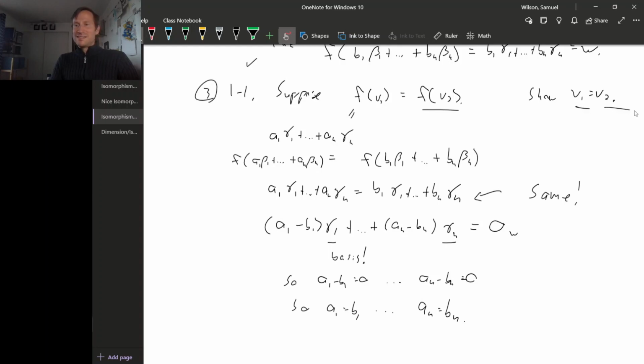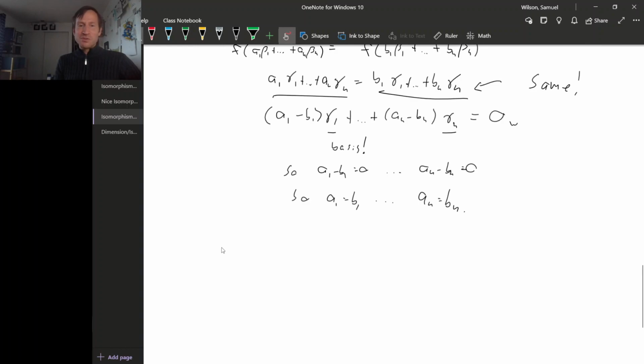So we've shown that these two vectors are actually the same, so that proves that this function is one-to-one. Now there's one thing left to show. We've shown that our function is well-defined, it's onto, and it's one-to-one. Last thing just shows that it preserves structure. So f preserves structure.